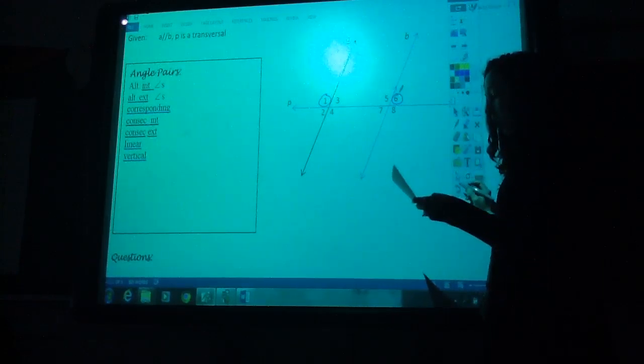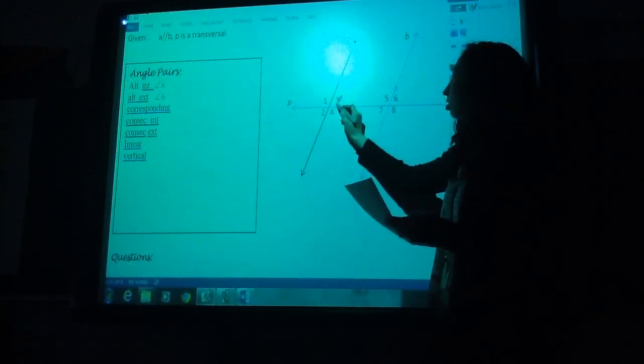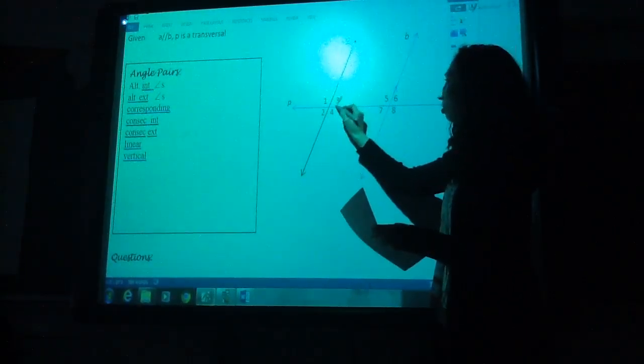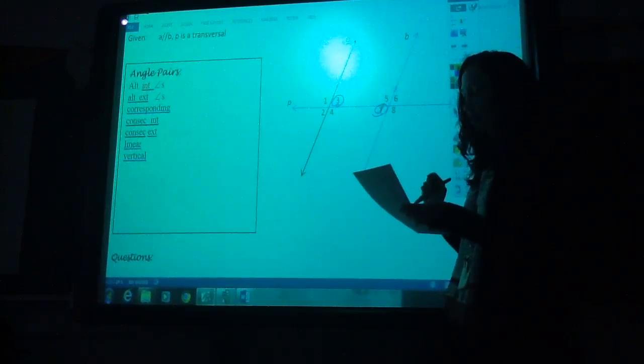Now number 9, what are the pairs of alternate interior angles? Alternate interior means inside the lines on opposite sides of the transversal, so 3 and 7 is one pair, 4 with 5 is the other pair.